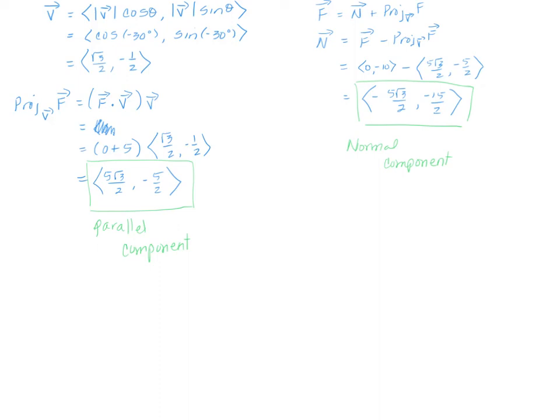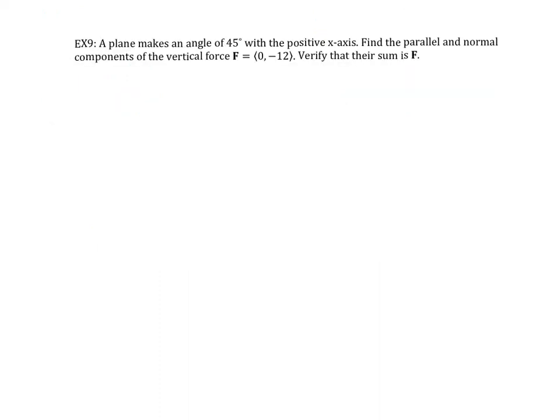All right, let's look at one more example, and then that will be it for this section. This is going to be another problem with planes. So we have a plane. It makes an angle of 45 degrees with the positive x-axis. Find the parallel and normal components of the vertical force 0, -12. Verify that their sum is f. Okay, so this is just two-dimensional space. And this plane makes an angle of 45 degrees with the positive x-axis.